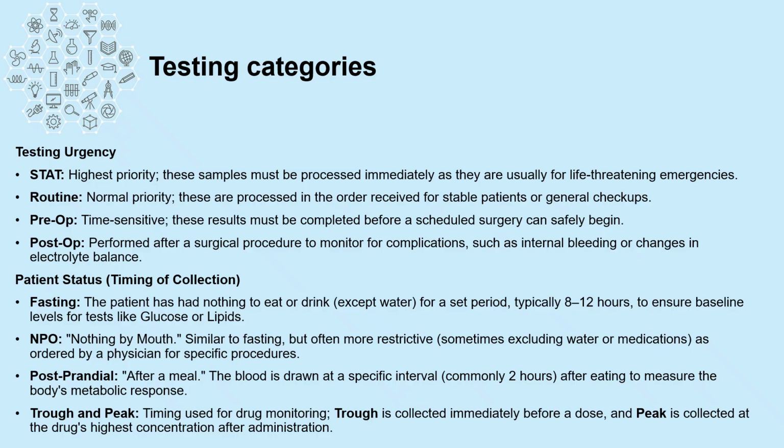So for that reason, we want to measure the highest concentration, which is generally 30 minutes to an hour after a drug is administered. And then we want to measure the lowest concentration, and that would be the trough, and that's usually right before the next dose. So we want to ideally get it in that therapeutic range without giving the patient too much or too little of that drug. That's called peak and trough.